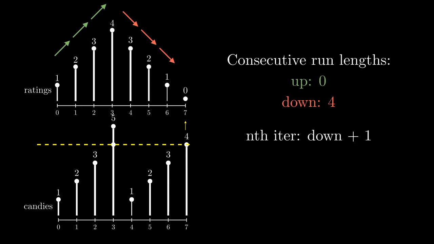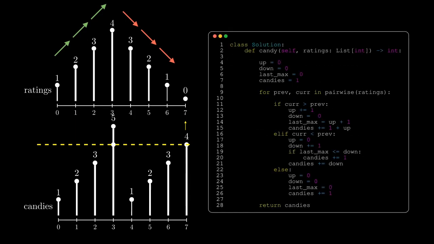Let's incorporate this special case into our code. Notice the new variable named lastMax and how it is used in the upward and downward cases. Finally, note that there is one case we didn't analyze, which is the case where the current rating element is equal to the previous rating element. This case has the effect of resetting the problem. We leave it as an exercise to the viewer to think about why this is.